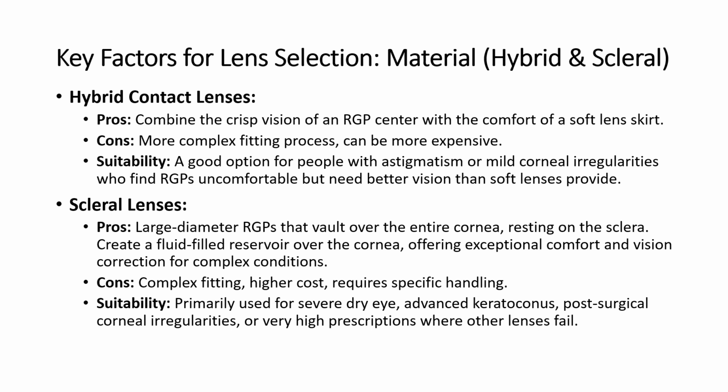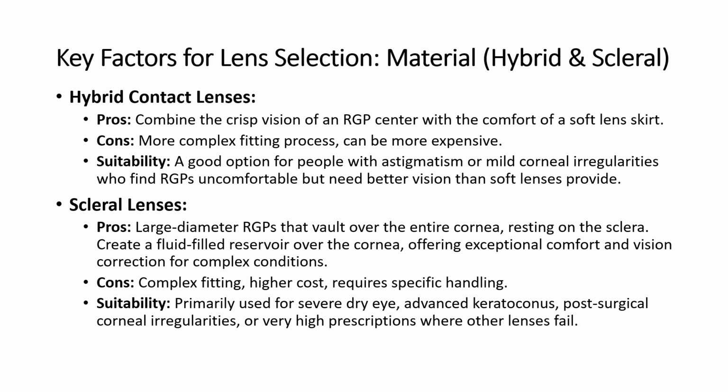Beyond traditional soft and RGP lenses, we also have specialized options. Hybrid contact lenses aim to offer the best of both worlds. They feature a rigid gas-permeable center for crisp vision, combined with a soft lens skirt for enhanced comfort. While they offer a great solution for some, they do involve a more complex fitting process and can be more expensive. They are well suited for individuals with astigmatism or mild corneal irregularities who find traditional RGPs uncomfortable but need better vision than soft lenses can provide.